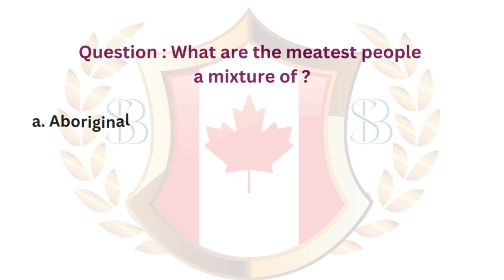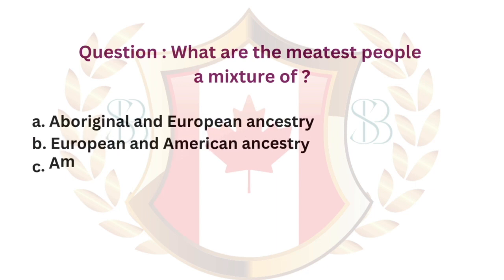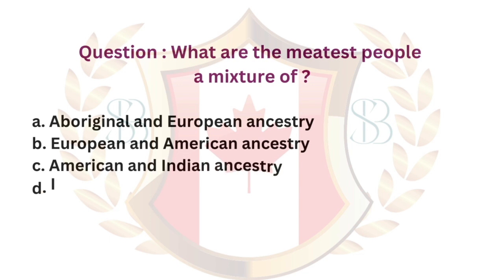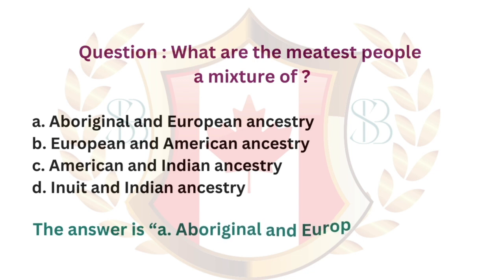Question. What are the Metis people a mixture of? A. Aboriginal and European ancestry. B. European and American ancestry. C. American and Indian ancestry. D. Inuit and Indian ancestry. The answer is A. Aboriginal and European ancestry.